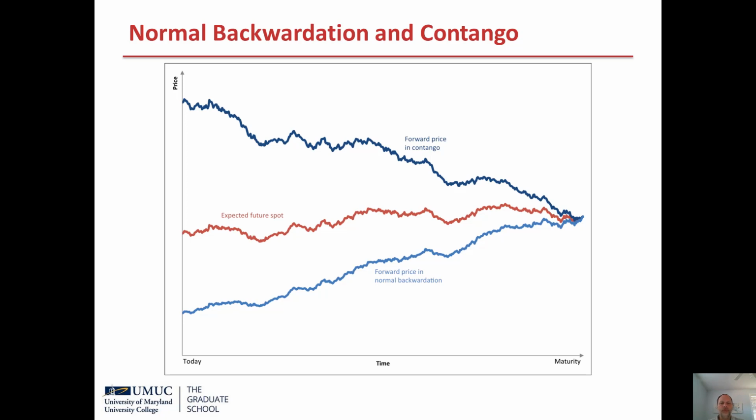As the future expires, the future price has to go to the spot price. But the way it does that can vary in multiple different ways. Either it can stay roughly the same, it can go down from a high futures price to the spot price, or it can increase from a low futures price to the spot price. If it goes down, this is called being in contango or forwardization. If it goes up, this is called normal backwardization.